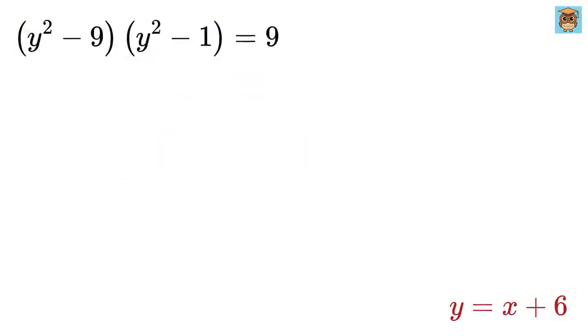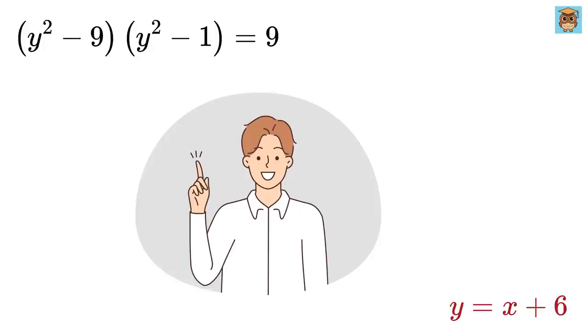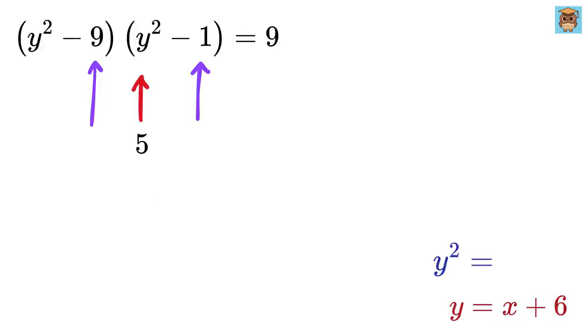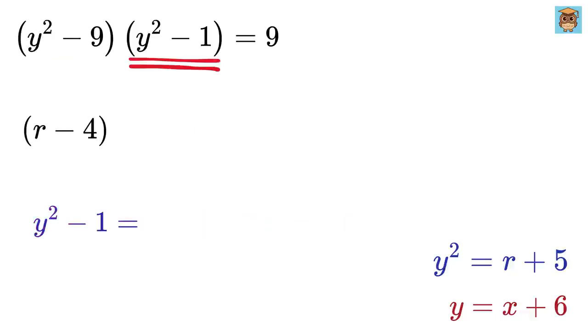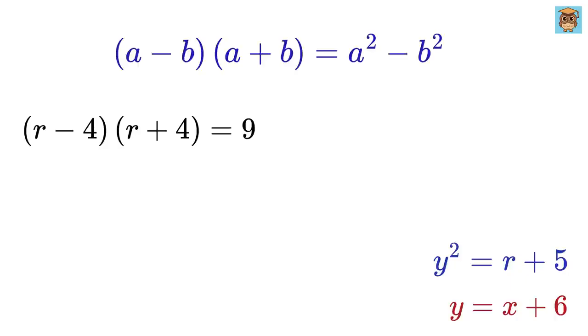Nice! Now what? Are you again thinking of expanding this? Hold on, we can again reduce it into a nicer form. What will be the average of 9 and 1? It will be 9 plus 1 over 2, or 10 over 2, which is 5, right? So let y squared equal r plus 5. Therefore, y squared minus 9 will be r plus 5 minus 9, or r minus 4, and y squared minus 1 equals r plus 5 minus 1, or r plus 4. Thus, this is again of the form a minus b times a plus b, and this will become r squared minus 4 squared, or r squared minus 16, which equals 9.